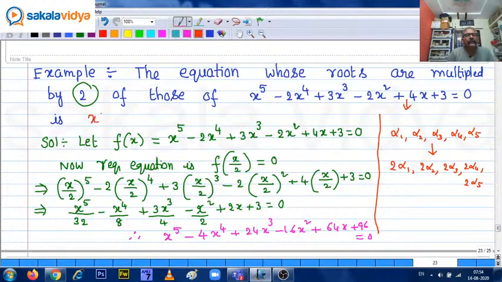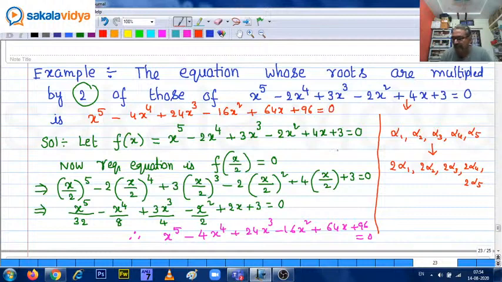x to the power of 5 minus 4x to the power of 4 plus 24x cube minus 16x square plus 64x plus 96 equals 0. This is the answer.